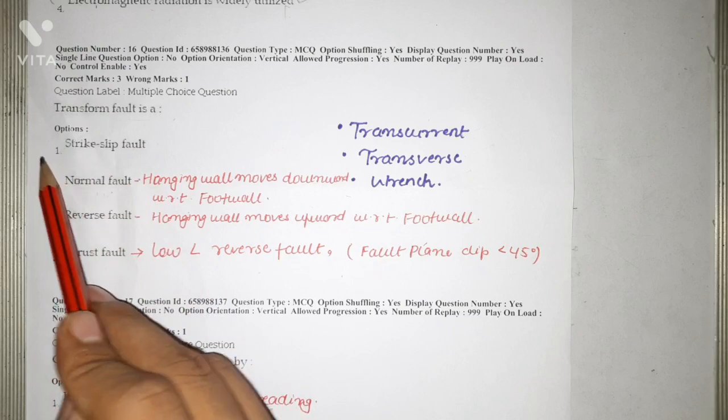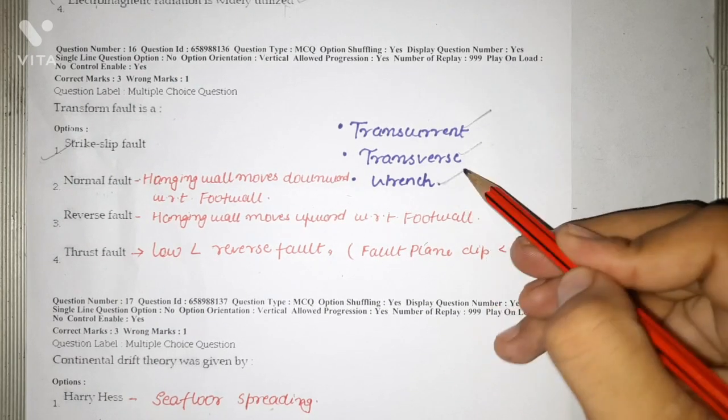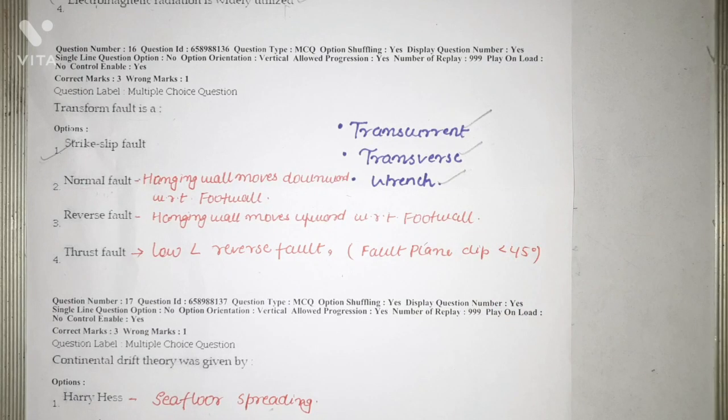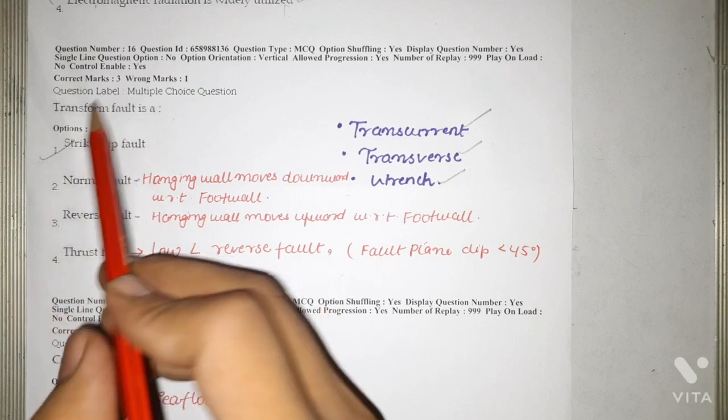So transform fault is a type of strike slip fault, and these are generally associated with oceanic regions. Other than transform fault, transcurrent, transverse and wrench fault are also terms associated with strike slip fault. So the correct answer of this question is strike slip fault.